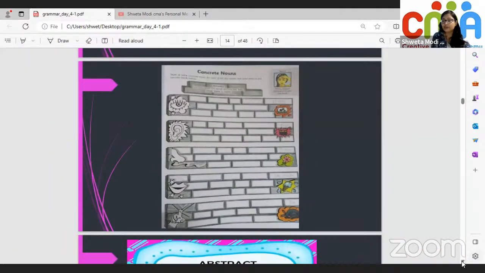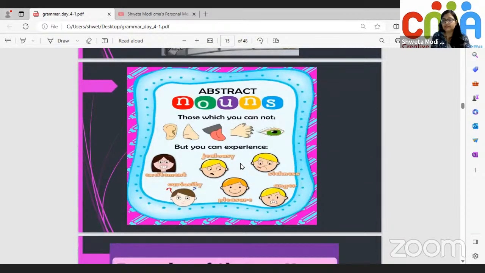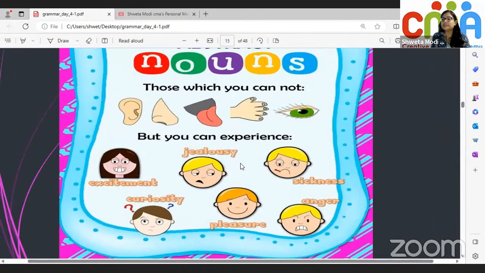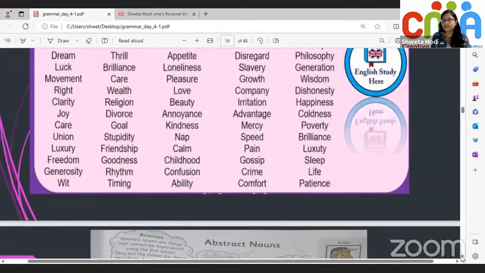Whereas if you cannot use your five senses, that means you cannot see, smell, taste, touch, or hear something, then it's an abstract noun. That's just an idea or an experience which you cannot see. So you don't know the shape, size, color. You cannot say the color of jealousy. You cannot tell the color of sickness. You cannot tell the size of anger. You cannot tell the weight of pleasure. So all these are abstract nouns.